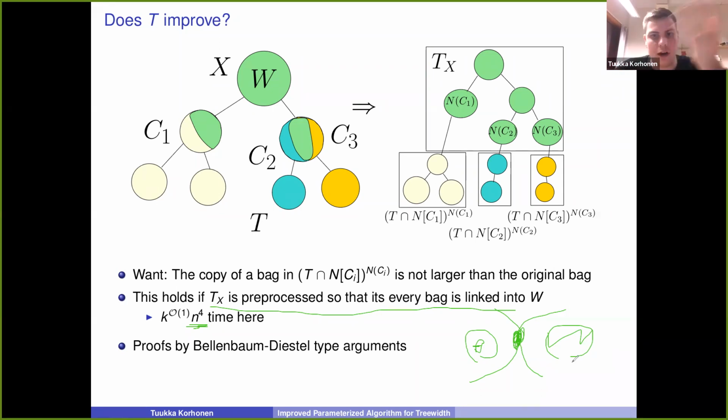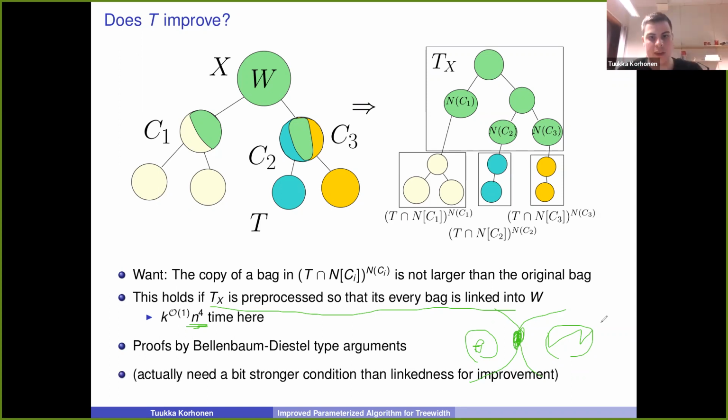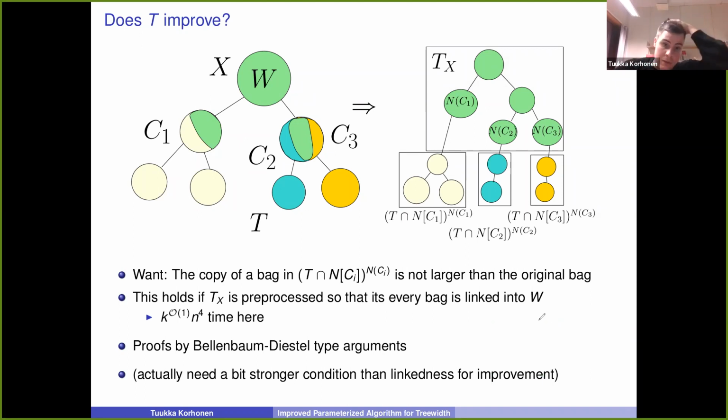Yeah, so I hope you get some flavor of the proof ideas used here. This is the main proof for the first part of the algorithm. And one more point on this slide: we actually need a bit stronger condition than linkedness for actually improving. This linkedness is needed just for guaranteeing that the width doesn't go worse, but to actually guarantee that it improves.